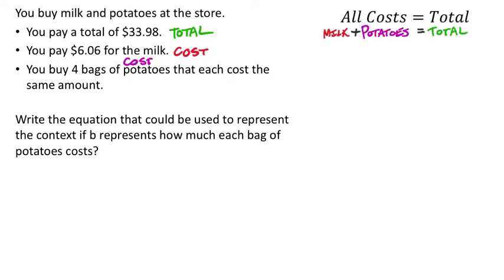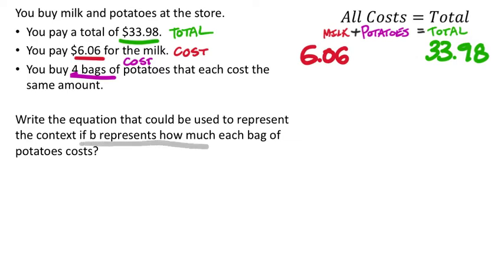And those values were given, right? So the milk, it says here, $6.06. I'll come back to the potatoes, but it said the total also $33.98. Okay, so how about them potatoes? Well, we know we're going to get 4 bags of potatoes. We just don't know how much they cost. But it does say down here that B will represent the cost of each bag of potatoes. So I'll have to keep that in mind when writing this part of the expression.